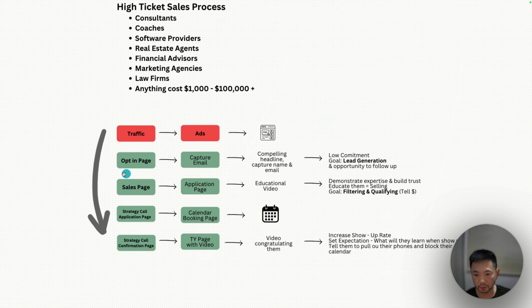The next thing after the opt-in page is a sales page. This sales page comprises of just two things. It is just an educational video, and below it is a button to go to the next page. So this video is an educational video. Whatever you're selling, whether it's coaching or if you're an agency, this video is where you demonstrate your expertise and you build trust, and you're giving away free content that they will go like, oh wow, I can do this on my own.